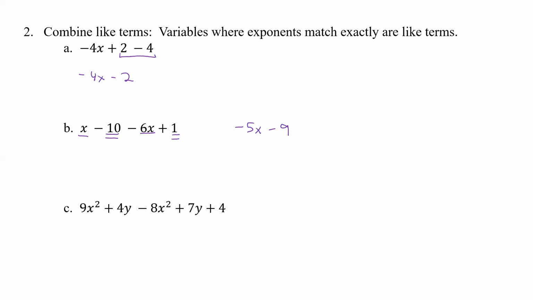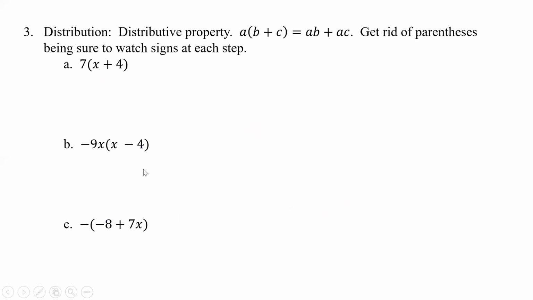Now looking at the third one, we have x squared, y, y, and then this 4 is over here by itself. There's nothing to add to, so I won't underline it. So I have a 9x squared minus 8x squared. Well, 9 minus 8 is 1, so I have just x squared. Here I have 4y plus 7y, so 7 plus 4 is 11, so plus 11y. And then I still have my plus 4 there on the end. Okay, so that's the second way we can simplify expressions.